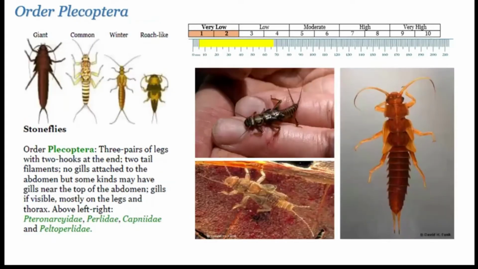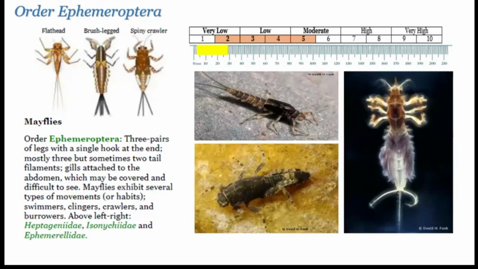Let me go back for a second. Mayflies, as you can see, have mostly low to moderate tolerance, and they're not very big. Most of them are very small, so sometimes they're difficult to see. The burrowing mayflies are typically a little bit larger.